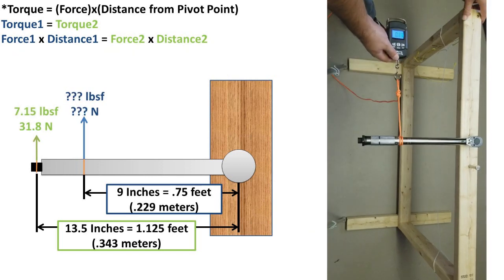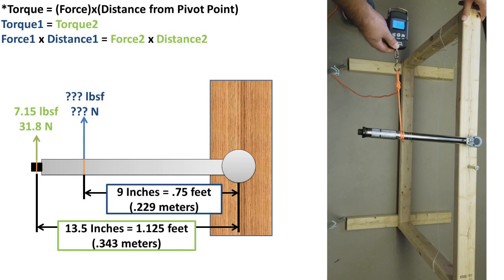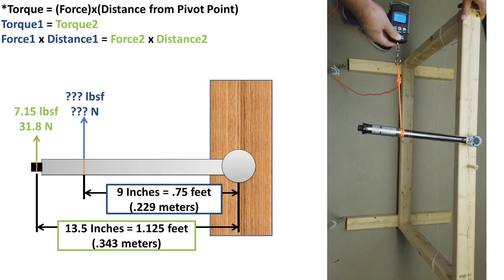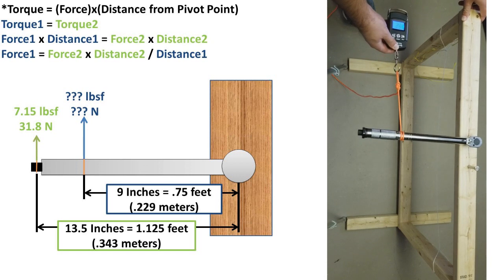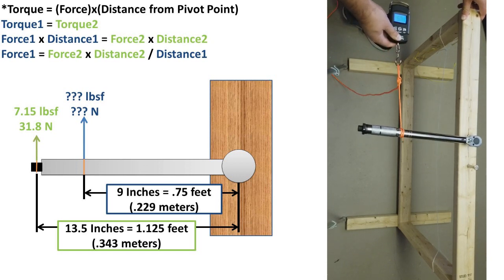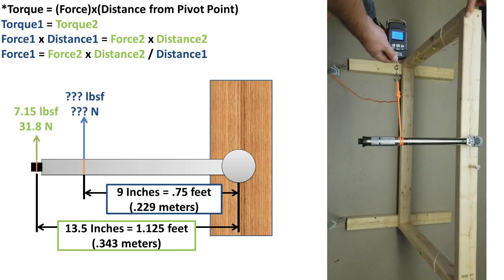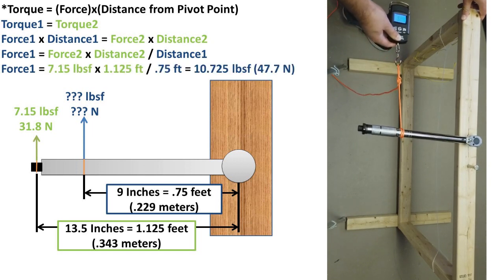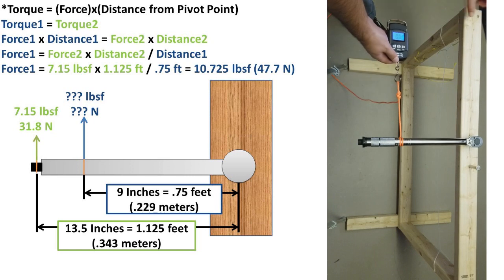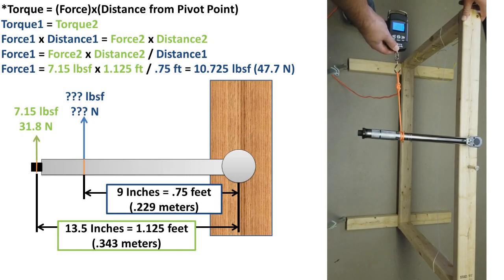Now let's solve for force 1 when given force 2 and distance 1. Rearranging the formula to get force 1 to one side, we get that force 1 is equal to force 2 times distance 2 over distance 1. Plugging in all of our numbers, we get 10.725 pounds force theoretical at the first distance.